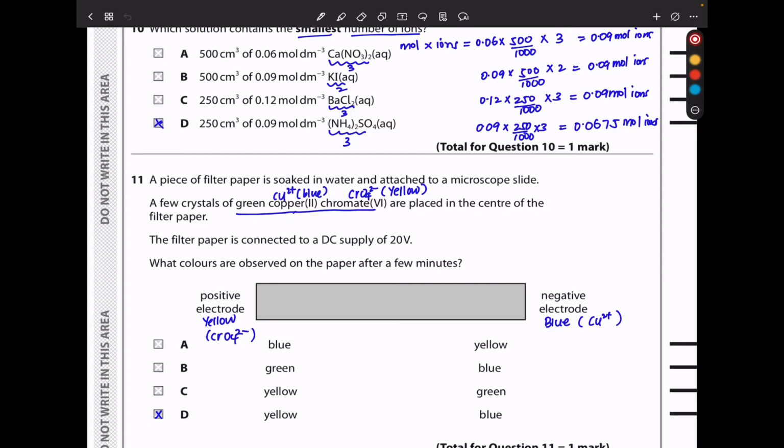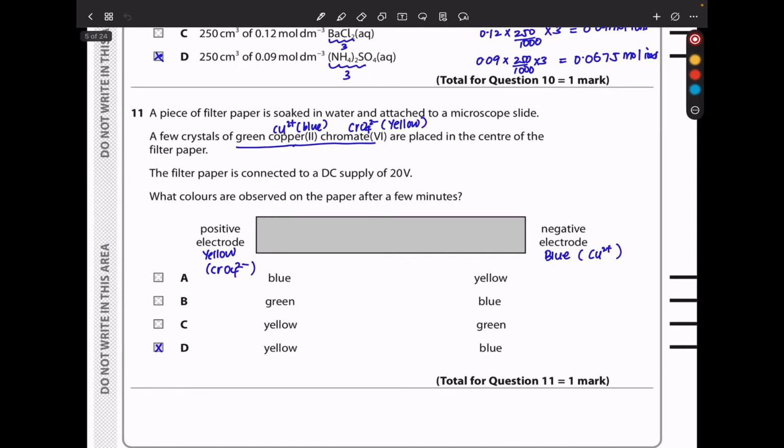Now, in the copper 2 chromate, there is going to be copper 2 plus, a cation, and there is chromate, which is yellow, an anion. The copper ion is blue. So because this is positive, it's going to be attracted towards the negative electrode. So a blue color is going to appear here. And this yellow color is going to appear at the positive electrode. So my answer should be yellow here and blue here, and this should be my answer.